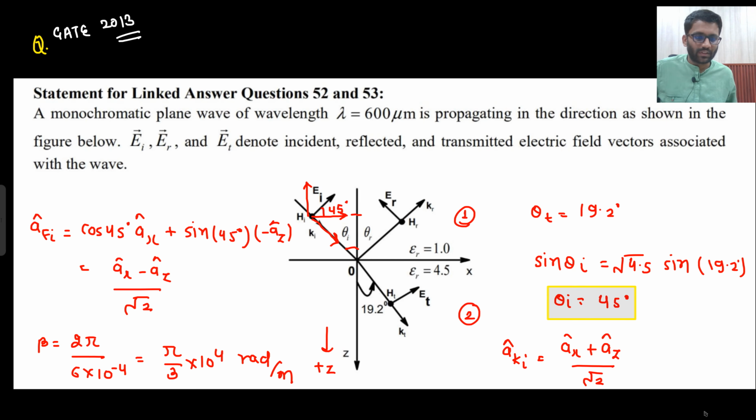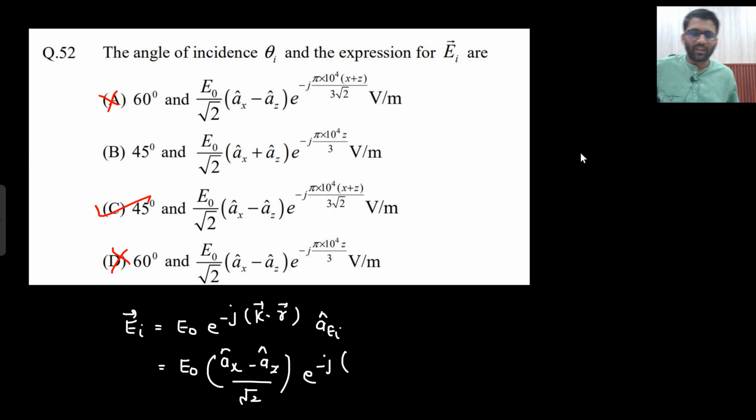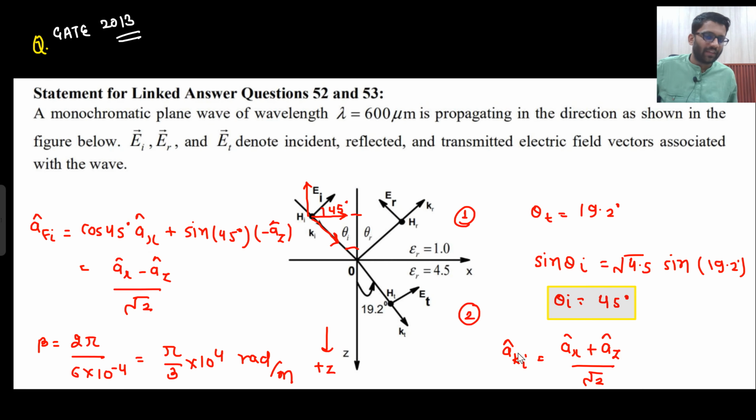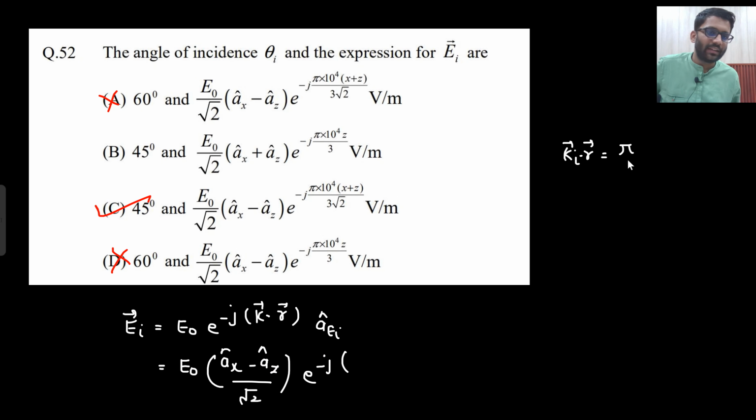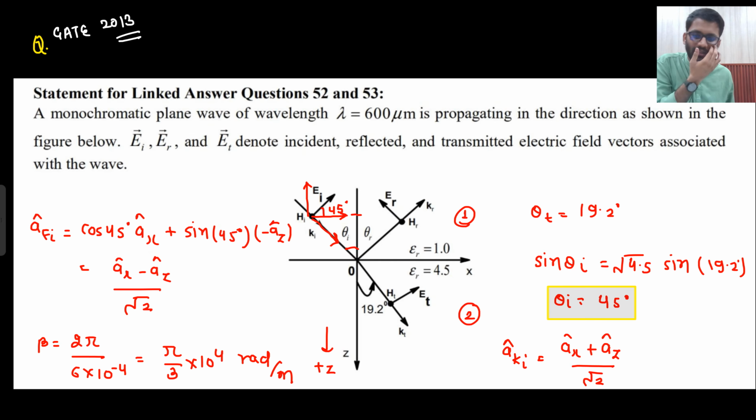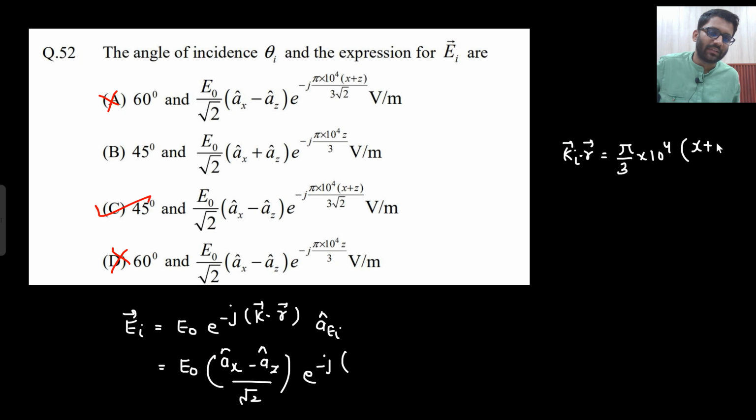So let's remove this one. Here I can write down my k_i dot r. Here I just did the dot product with a_ki, but I need to multiply with beta as well. So pi by 3 into 10 to the power 4. In the examination, how you will be solving that, I have told you directly by the option, but the complete solution I am giving here. So pi by 3 into 10 to the power 4 and then (x plus z) by under root 2.